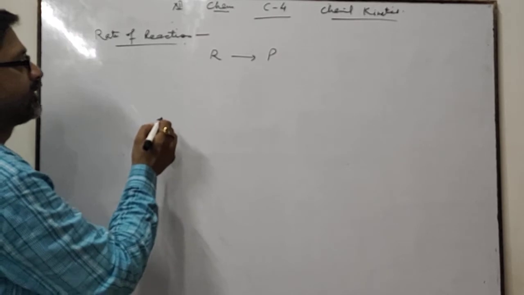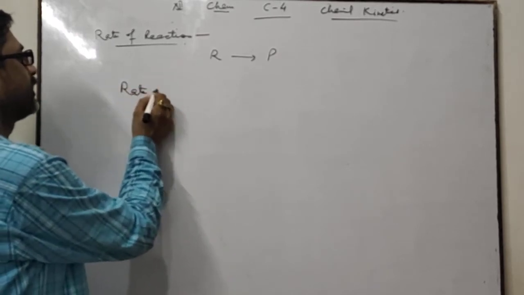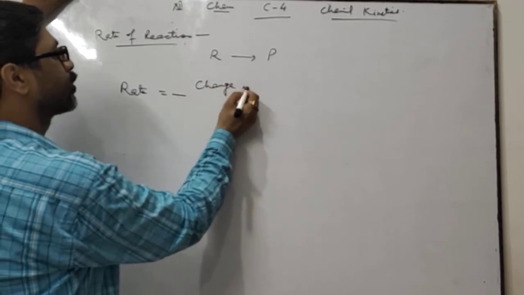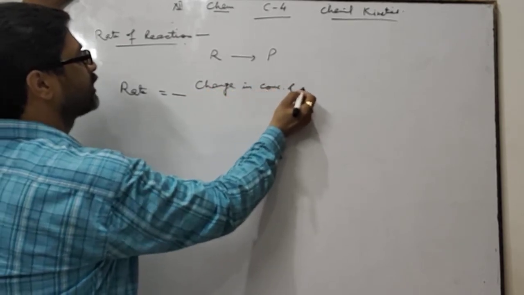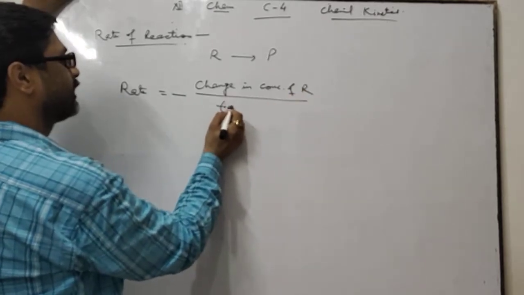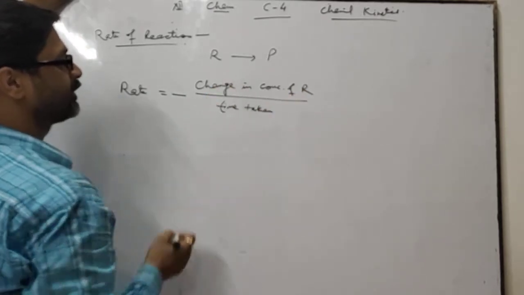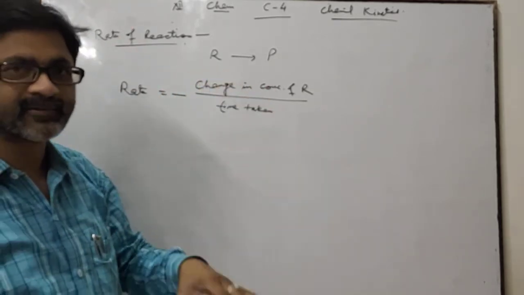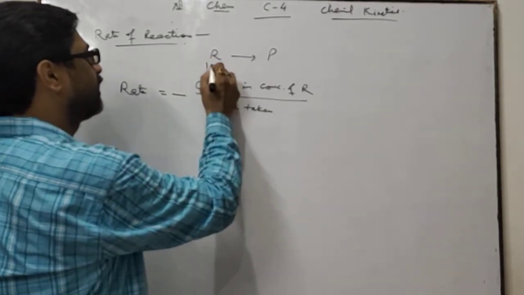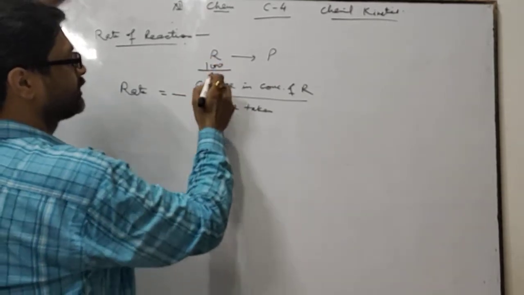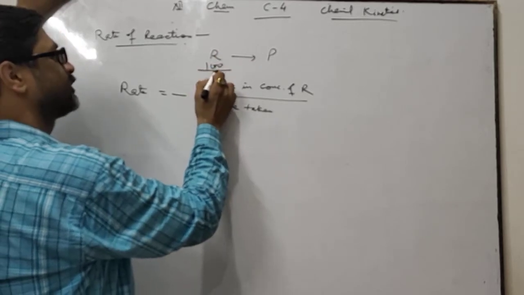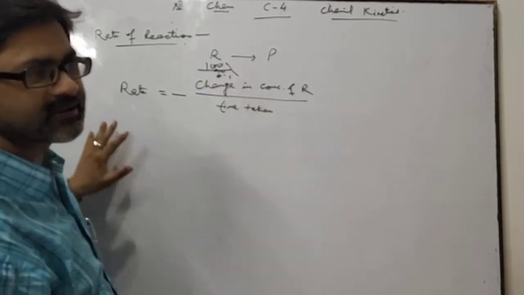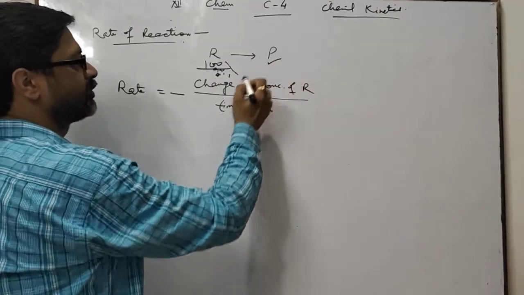How can we find the rate of reaction? Rate equals minus change in concentration of reactant upon time taken. Meaning the concentration of reactant decreases with time. If you take 100 molecules of A, then after some time it becomes 90, 80, 70, etc., meaning continuously decreasing.